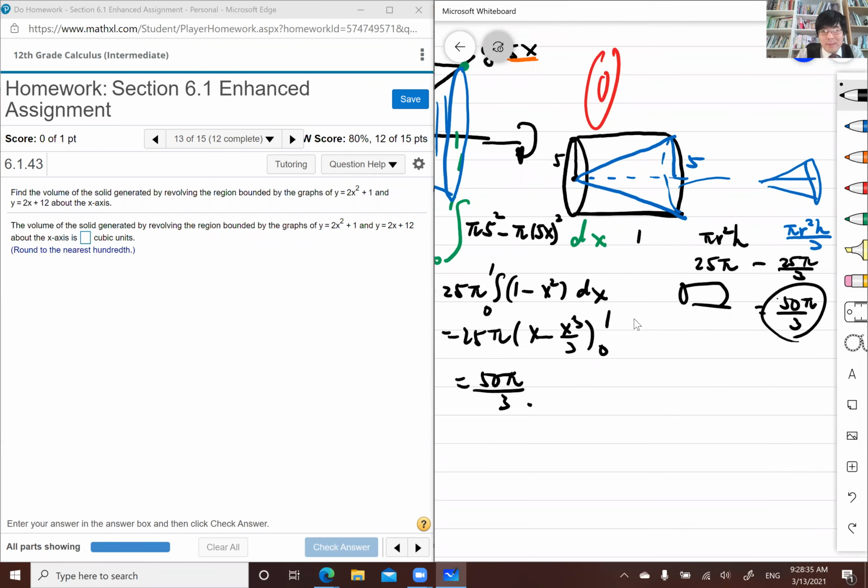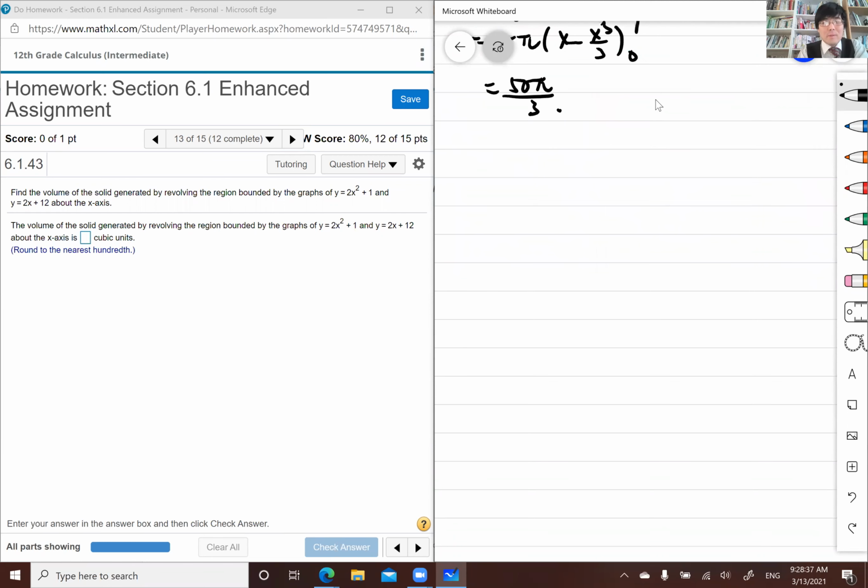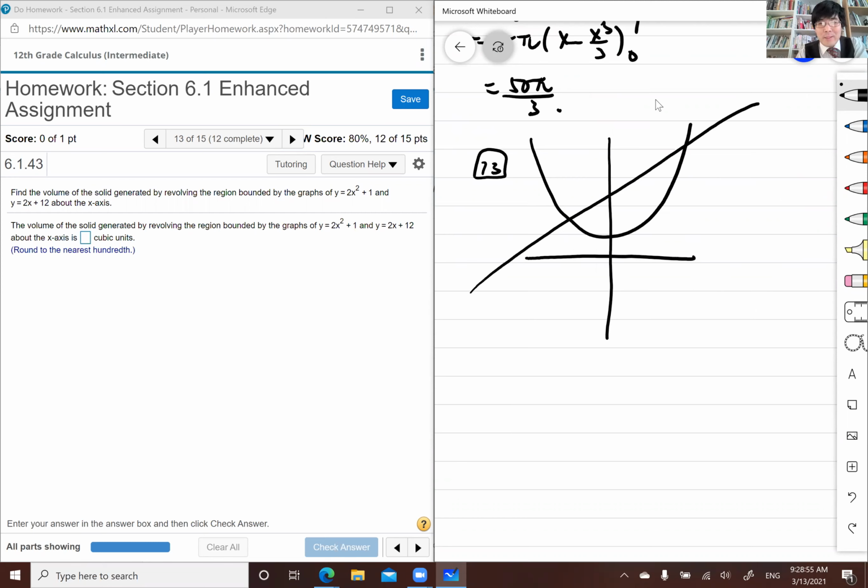Okay, number 13. So find the volume of the solid generated by revolving the region bounded by the graph of the parabola and the line about the x-axis. So you have a parabola here and you have a line like this. So y equals 2x plus 12, and the parabola is y equals 2x squared plus 1. And you're going to make a revolution of this region.